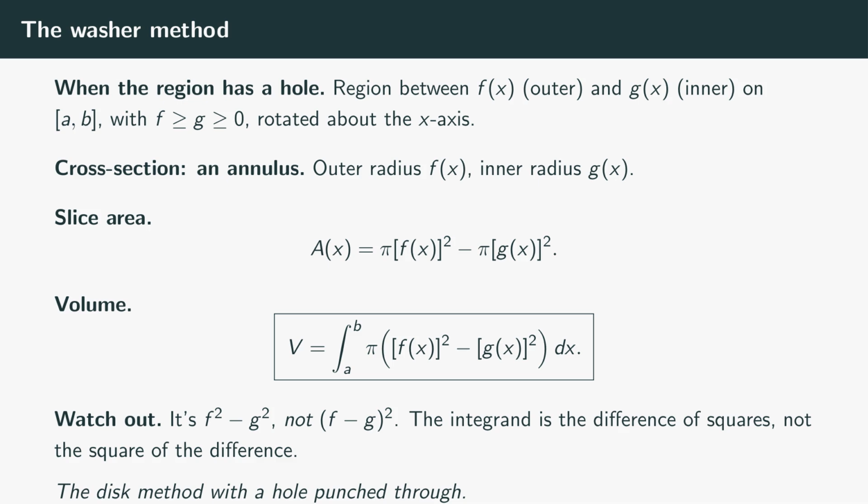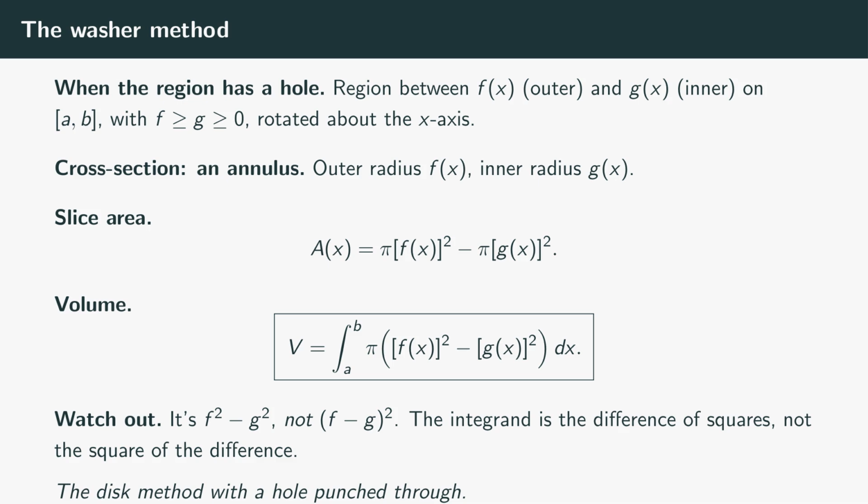The cross-section is no longer a solid disk, it's a washer, also called an annulus, a flat ring. Outer radius f of x, inner radius g of x. Its area is the area of the outer disk minus the area of the inner disk, pi times f of x squared minus pi times g of x squared. Multiply by thickness dx, integrate from a to b, the volume is the integral from a to b of pi times the quantity f of x squared minus g of x squared dx.